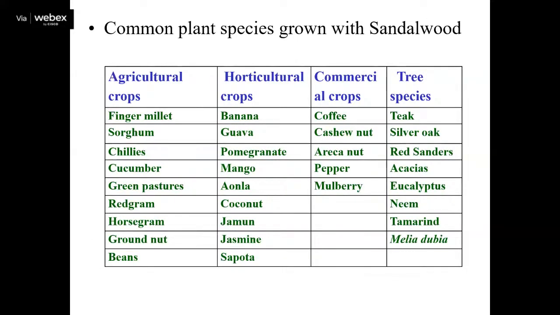Coming to some of the common plant species grown with sandalwood, there are many agriculture, horticulture, and commercial crops and tree crops being grown. More than 3,000 hosts have been suggested for cultivating along with sandalwood, and we are showing some of them here. There are many ifs and buts still going on, because we do not have perfect proof of which host will increase the economics of sandalwood.